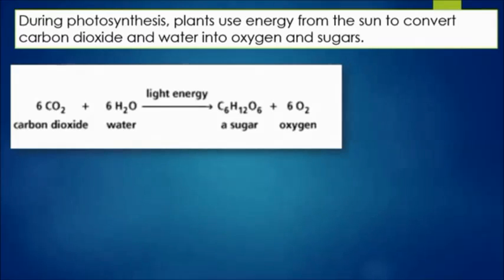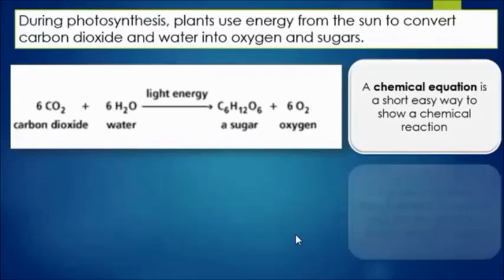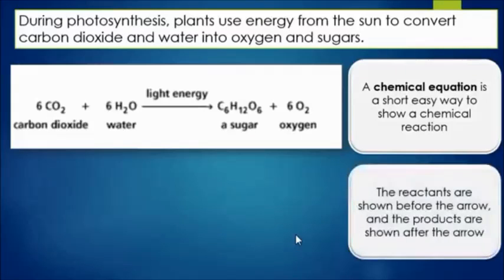So during photosynthesis, plants use energy from the sun to convert that carbon dioxide and water into oxygen and sugars. We can represent this with something called a chemical equation. A chemical equation is a short, easy way to show a chemical reaction like photosynthesis. So here, the reactants are shown before the arrow, and the products are shown after the arrow.